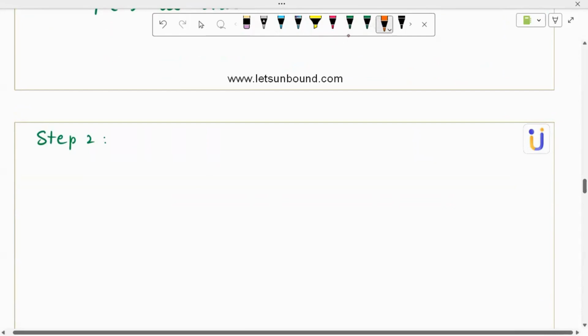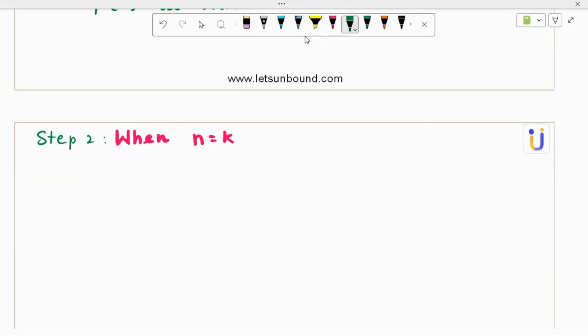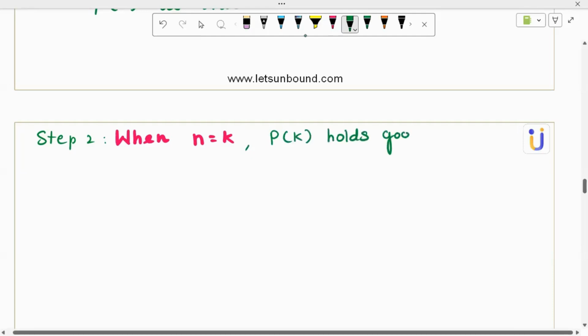When n equals k, assume that the theorem is true. We don't want to prove it. You just assume it and we can use this. Okay, I'm assuming when n is equal to k, P of k holds good. This is an assumption step. There's no need to prove this, just assume this. That's the second step. Okay, somewhere a domino falls. So that's the case.